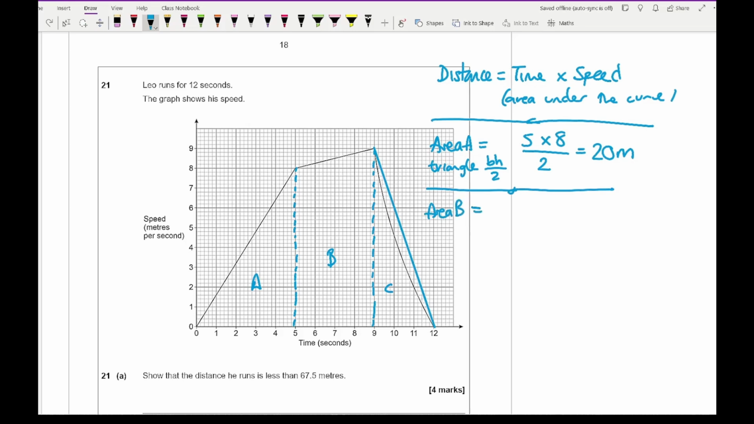Then if I work out area B, and area B is a trapezium, so if this is A, this is going to be B, and this is going to be my height. So that's a trapezium, and the formula for the area of a trapezium is A plus B times H divided by 2. So that's going to be 8 plus 9 multiplied by the height, which is 4, divided by 2. And if I work all of that out, I get an answer of 34 meters. Oh, I don't know what letter that is. So let me just correct that.